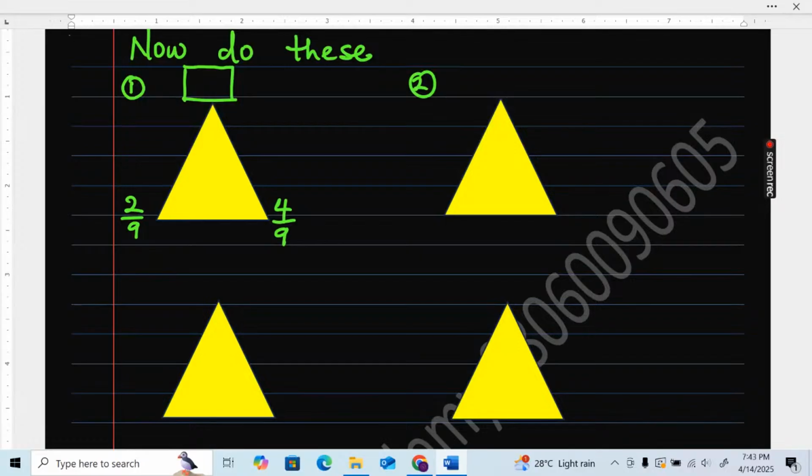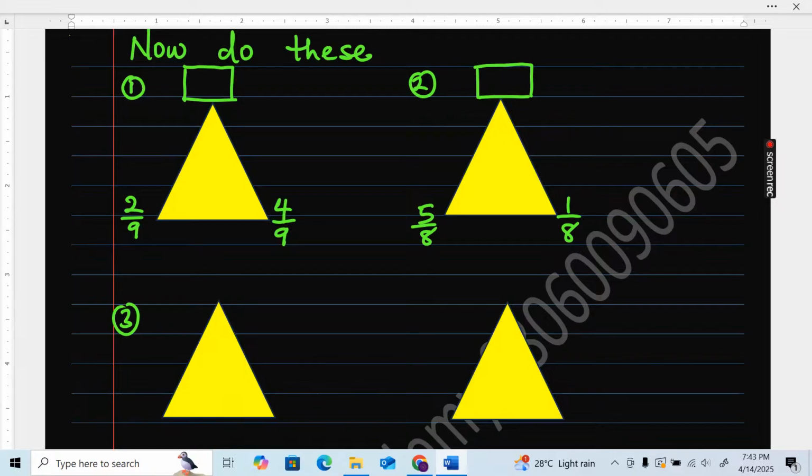Moving on to number 2, we also don't know the number above here. We don't know the fraction that will be above here. Then on the left side, I have 5/8, while on the right side, I have 1/8. These ones are very simple.